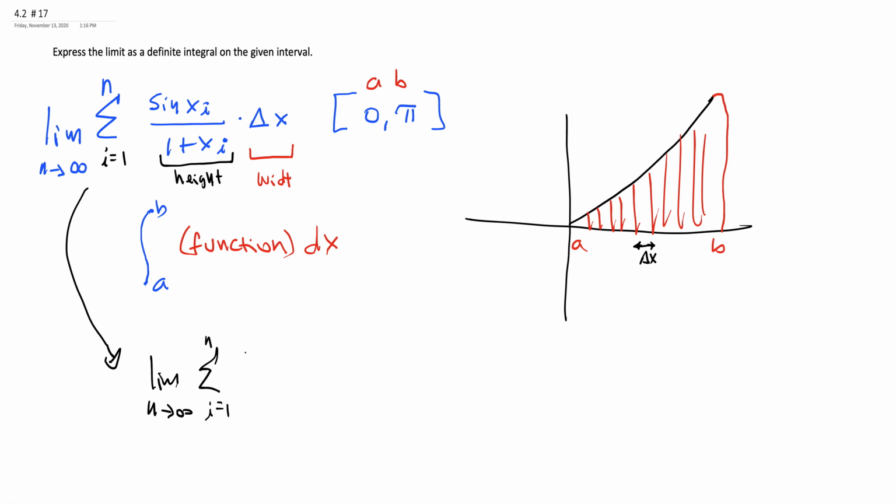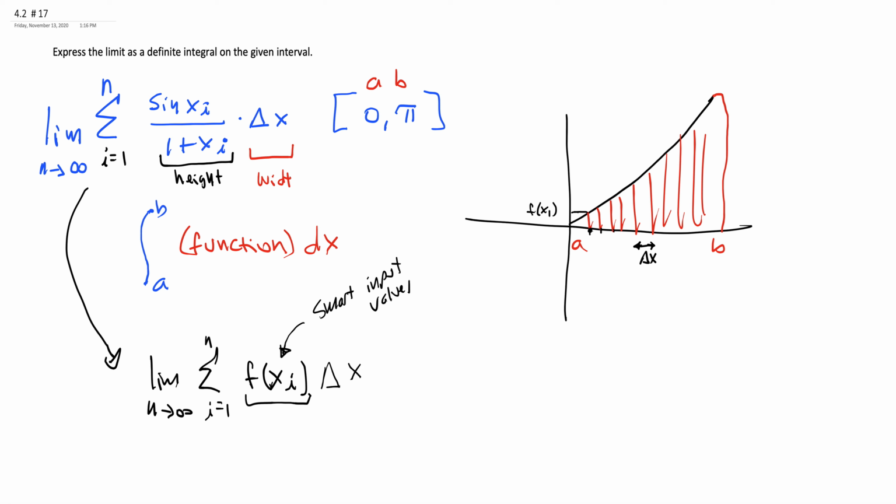All right, so the height is represented by f of x sub i. If we're doing right-hand rectangles, that'd be x sub 1, that's x sub 2, x sub 3. So these are sample input values, and this whole thing would be the height of the rectangle. So this is f of x sub 1. That's the height, right? And then over here you have your delta x.